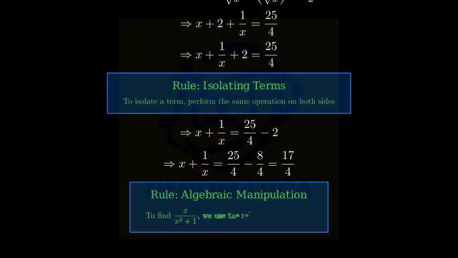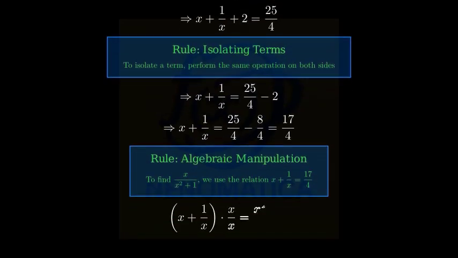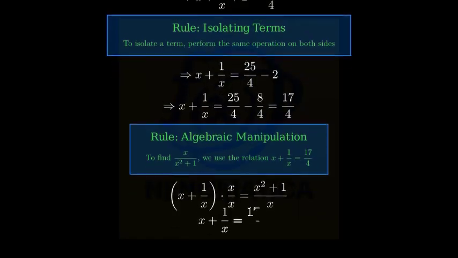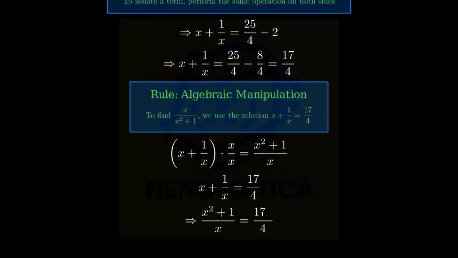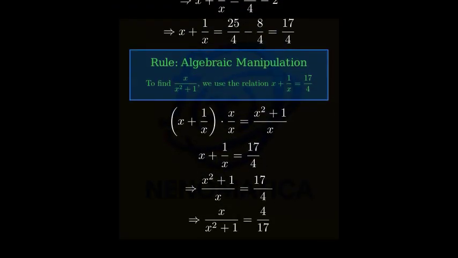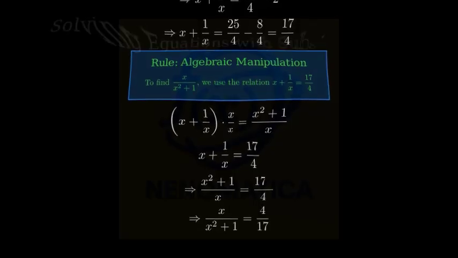Let's multiply the expression x plus 1 over x by x over x to get x squared plus 1 over x. We know from our previous calculation that x plus 1 over x equals 17 over 4. So we can write that x squared plus 1 over x equals 17x over 4. Dividing both sides by x squared plus 1, we get x over x squared plus 1 equals 4 over 17.